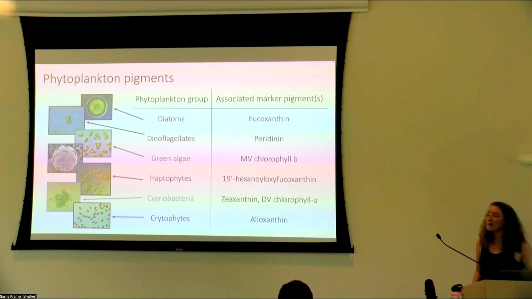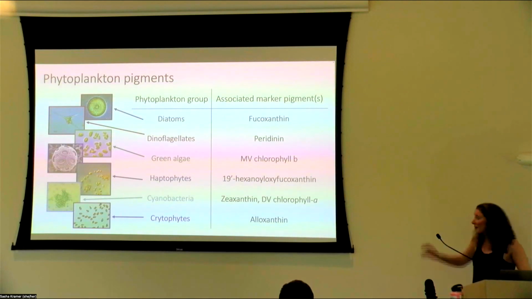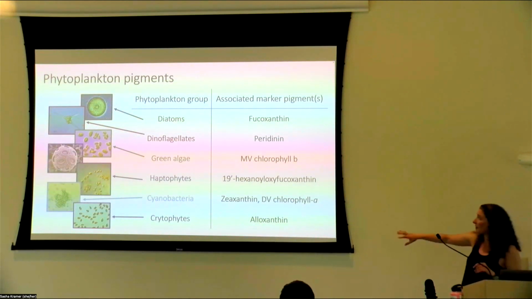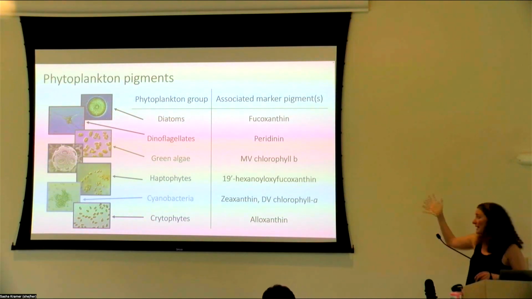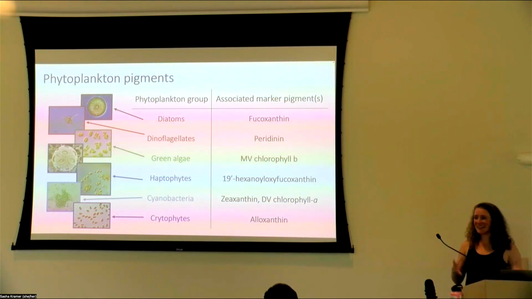All right, so when we think about phytoplankton pigments for the sake of taxonomy, we've talked about these really broad taxonomic groups. Typically, these are the associated marker pigment or pigments that you might see associated with those groups. So as I said before, fucoxanthin, the diatom biomarker pigment. That's great. We have a biomarker pigment that's in diatoms. We can use it to detect them.